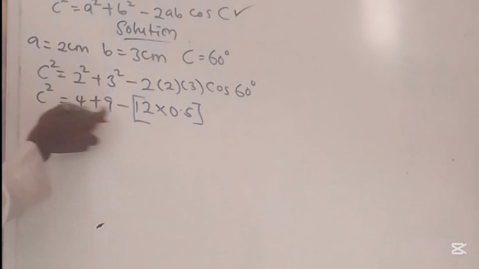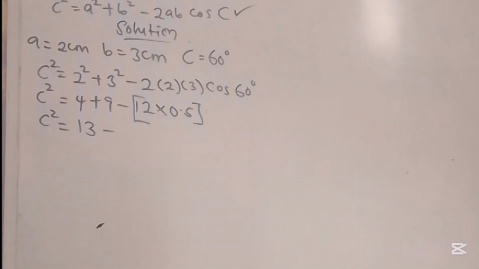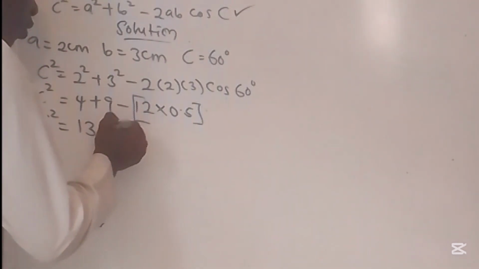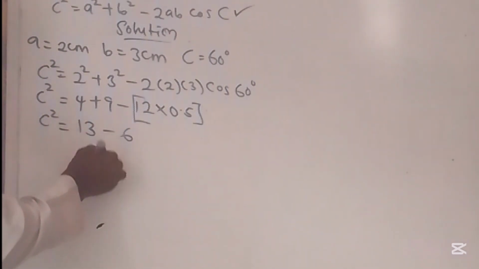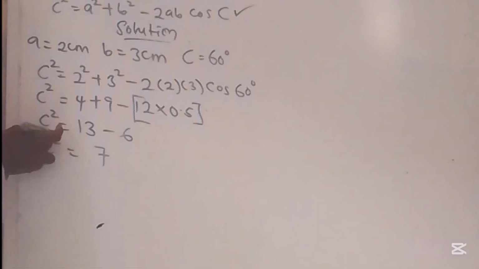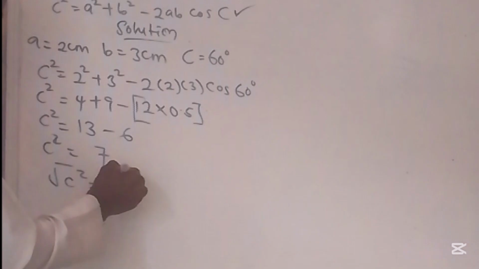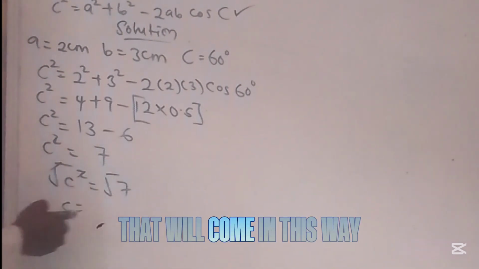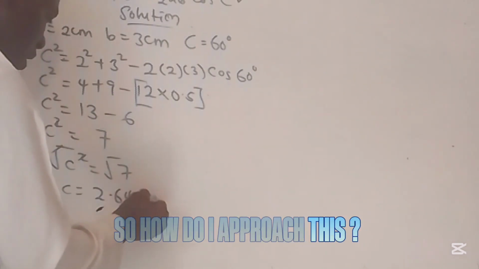So c square equals 4 plus 9, 13, minus 12 times 0.5, that's 6. So 13 minus 6 is 7. c square equals 7. To look for c now, I'll just put square root on it. Square root of c square equals square root of 7. Here this will cancel this. So c is equal to square root of 7 centimeter. And that's my answer.